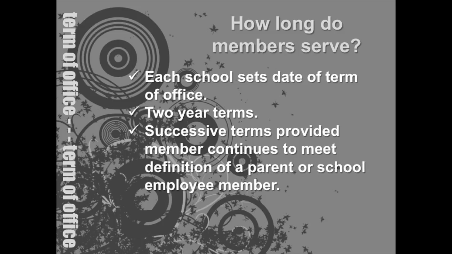Each school shall set the beginning date of the terms of office. Members should serve 2-year terms, which should be staggered so that no more than 50% of the council members stand for election in any 1 year. Council members may serve successive terms provided the member continues to meet the definition of a parent member or school employee member.